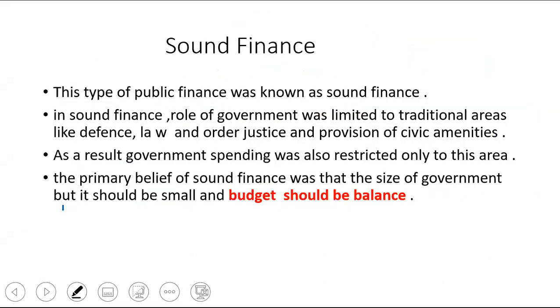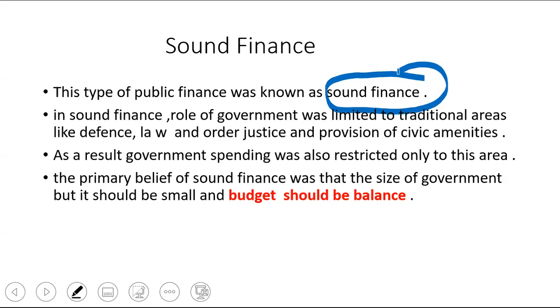Okay, now this type of public finance is known as sound finance. Look here. If somebody asks you, what is sound finance? Your answer, in one line: sound finance was popular till 1930. In sound finance, only a one line answer. What is it? Minimum government role and maximum freedom to the individual. That is sound finance. You have to remember that. Minimum role of government and maximum freedom to the individual. Market mechanism plays the most important role.